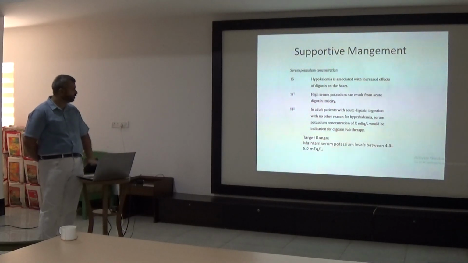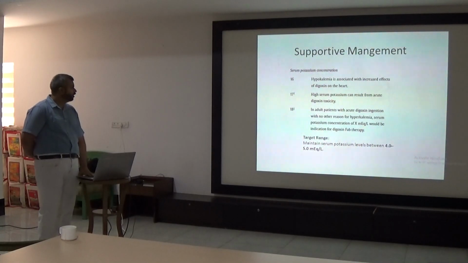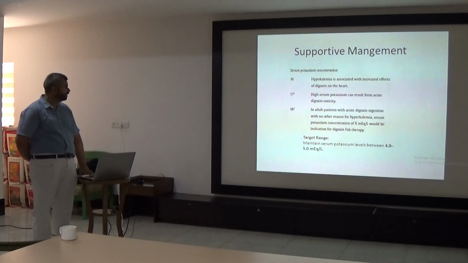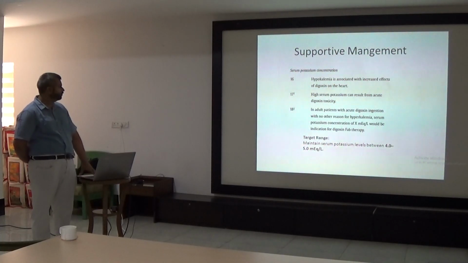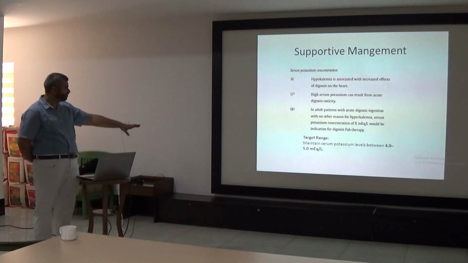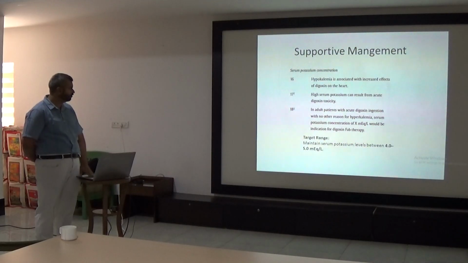These are the statements from the article I have mentioned again. Hypokalemia is increased with the increased effect of digoxin in the heart. The high potassium levels are more of a sign of an acute toxicity of the patient. Please read it as 6.5. I have mentioned it in the next coming slides.